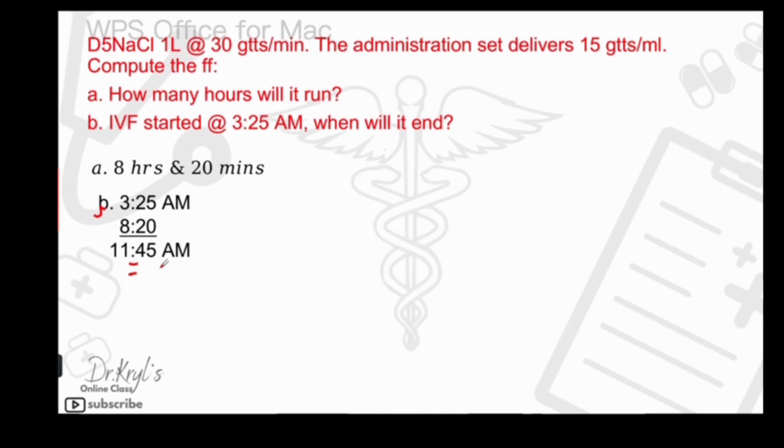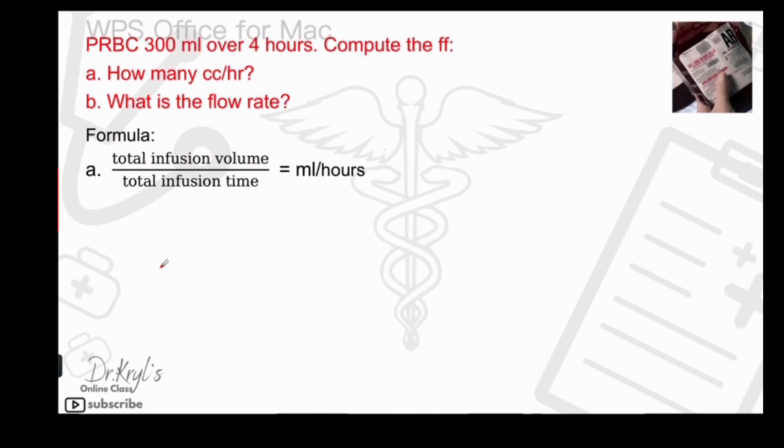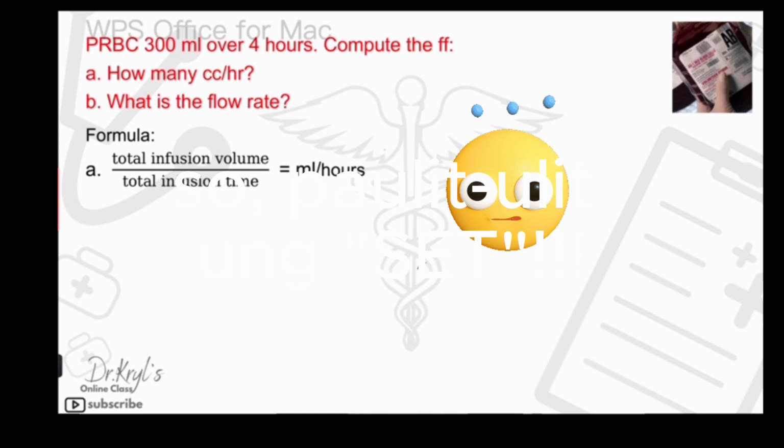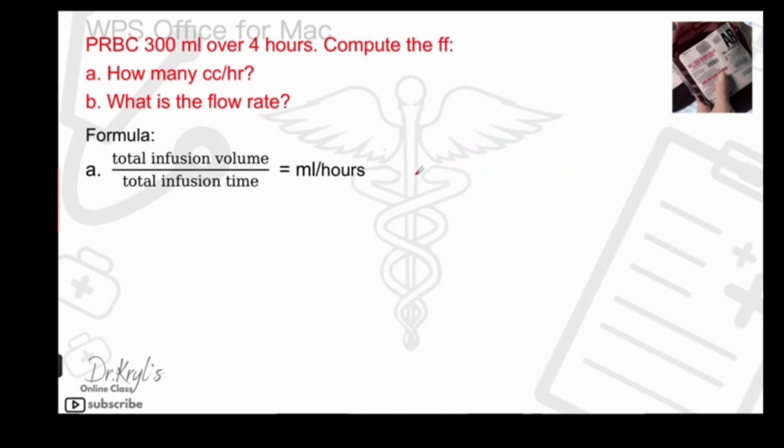Question. Let's go to this is the last question. Infused PAC RBC 300 ml over 4 hours. Then what to compute? How many cc per hour or how many ml per hour? And what is the flow rate? By the way, class, the administration set or yung BT set, yung blood transfusion set, is nakaset na talaga siya sa 20. Okay, 20 drops per minute. Okay, walang infusion set na naka-micro drip. Okay, wala.